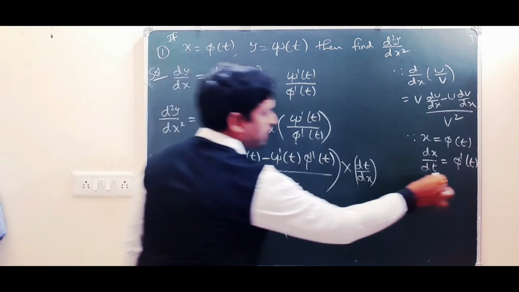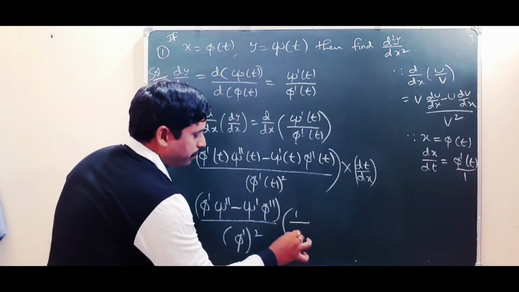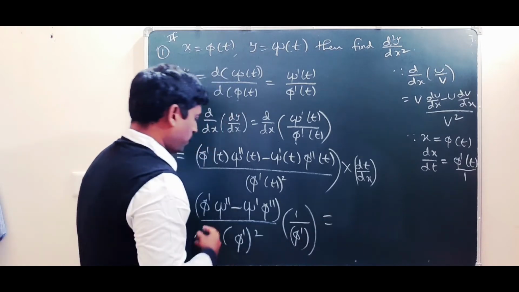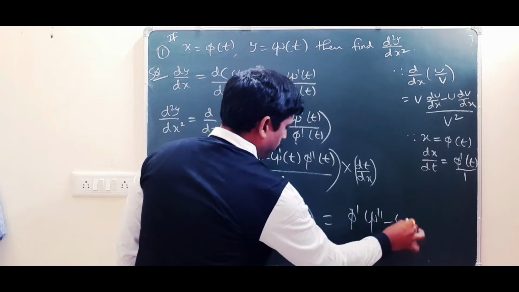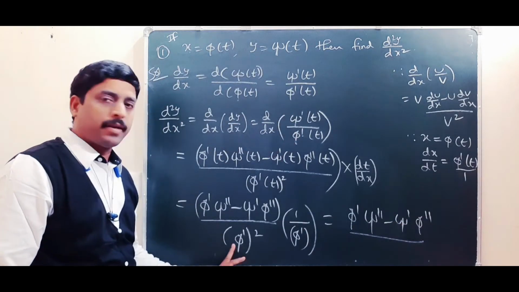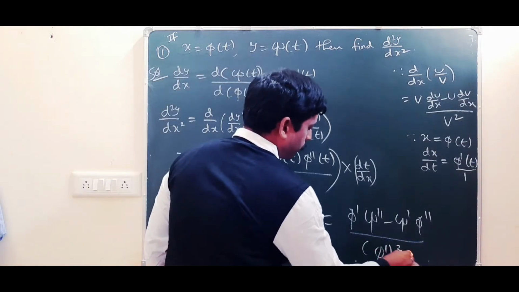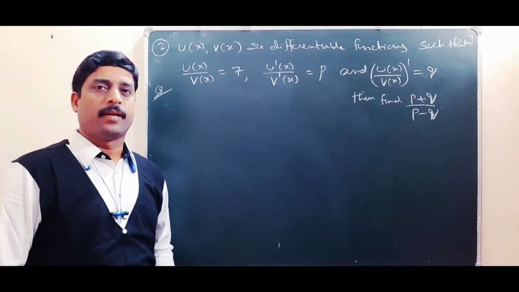So dt by dx is the reciprocal of dx by dt, right? 1 by pi dash. So now it is going to be pi dash psi double dash minus psi dash pi double dash, this whole divided by pi dash whole square into pi dash, which is pi dash whole cube. This is the answer. Let us go to the next problem.